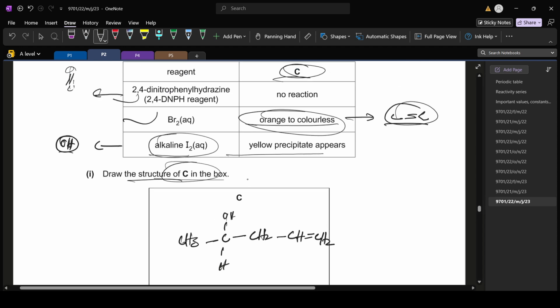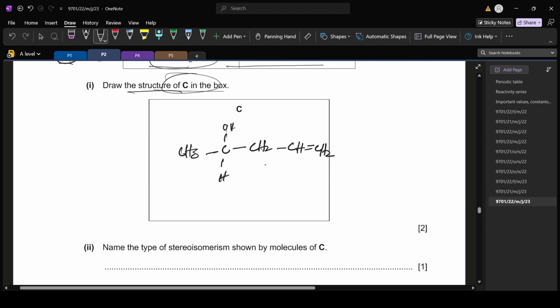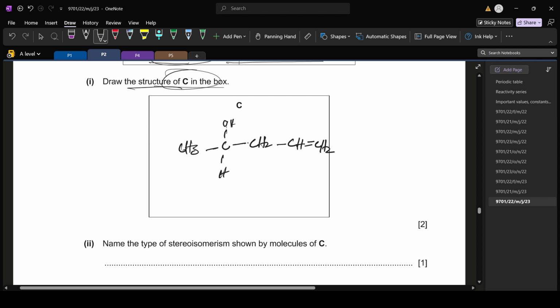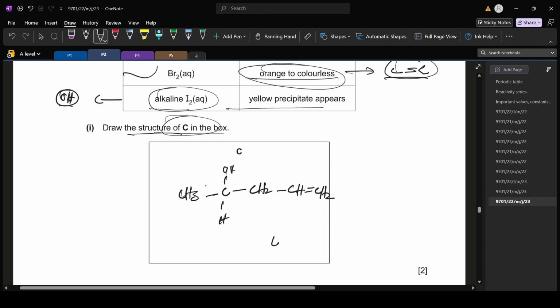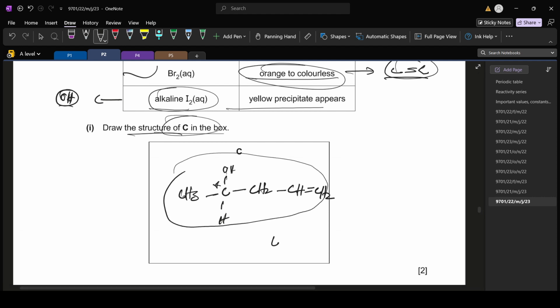Now imagine that this double bond could be on this third carbon, but that's not going to be the case, because then it will give you geometrical isomerism. But it told you that it shows only one type of stereoisomerism, which is optical isomerism. But if you draw this structure, CH3, COH, CH, CH double bond, CH, and then CH2.